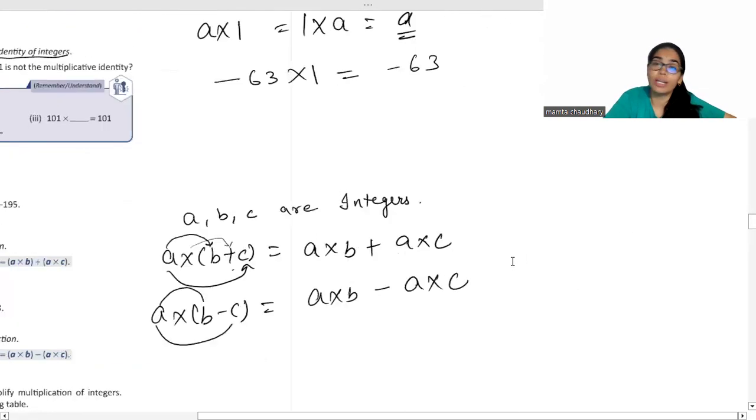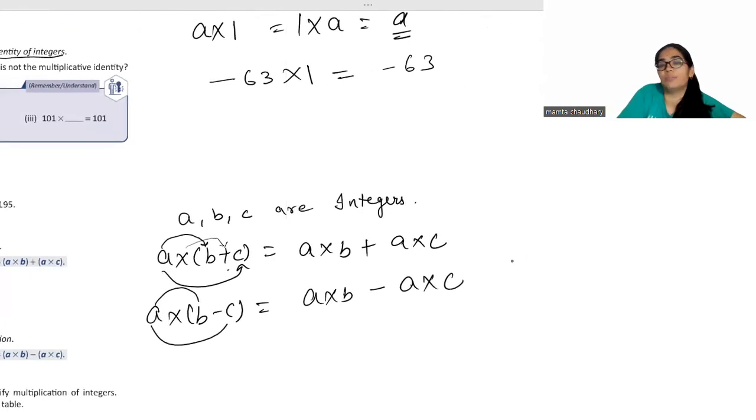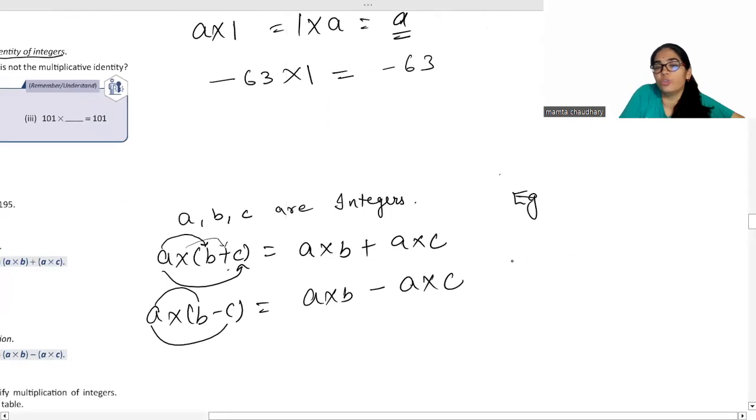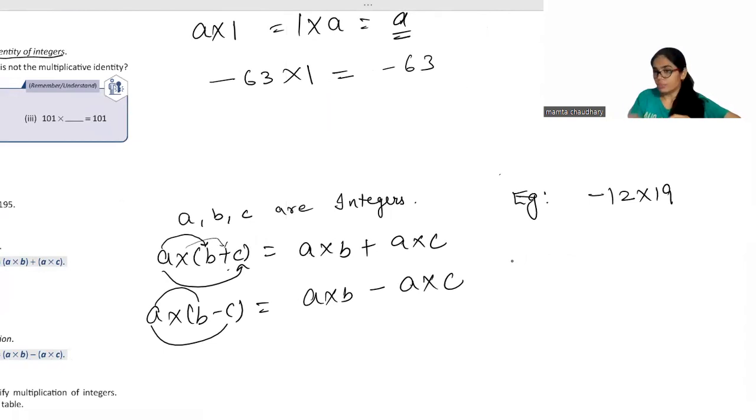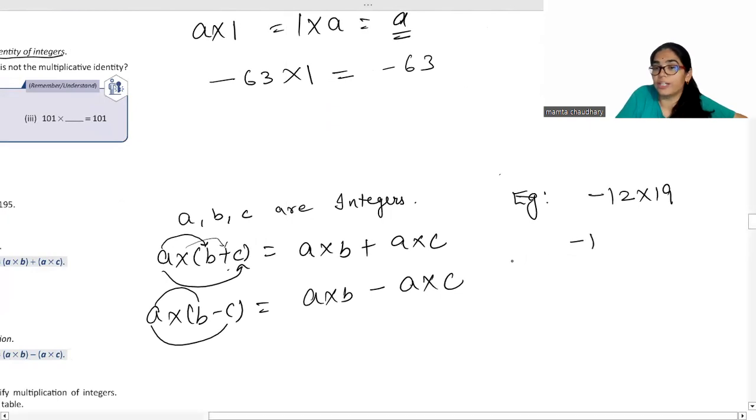So how will we do it? Suppose, for example, you got a question: minus 12 multiplied by 19. Now when you multiply 12 by 19, it will take time. But what we can do? We can write it as minus 12 multiplied by 19, which can be written as 20 minus 1. Right? Now see, distribution of multiplication over subtraction.